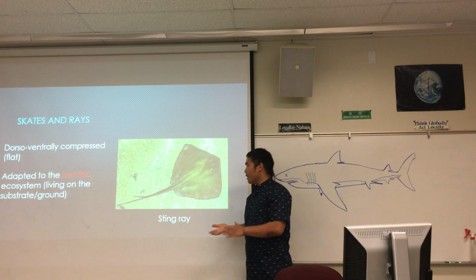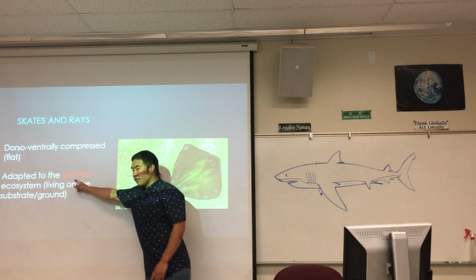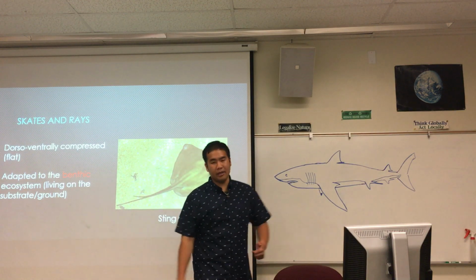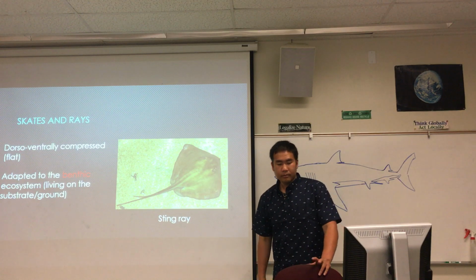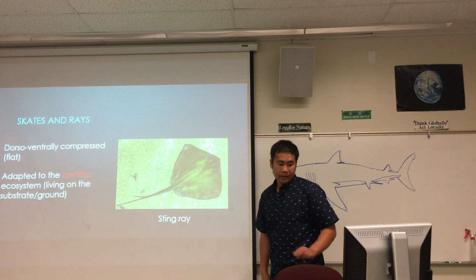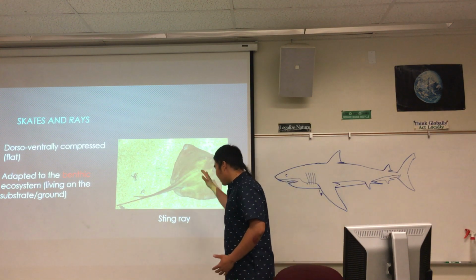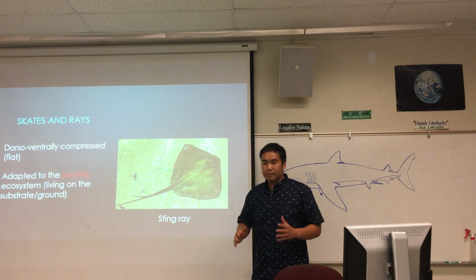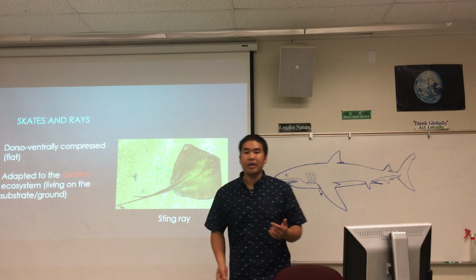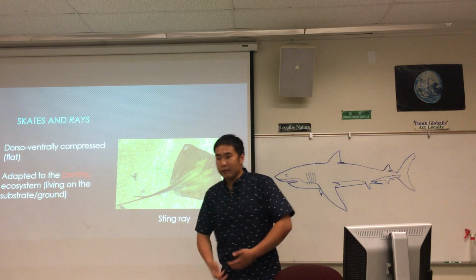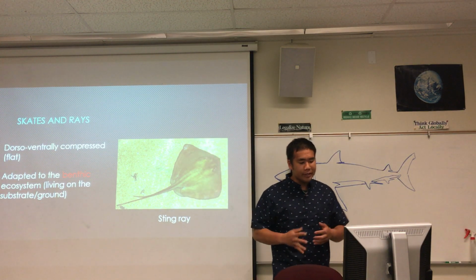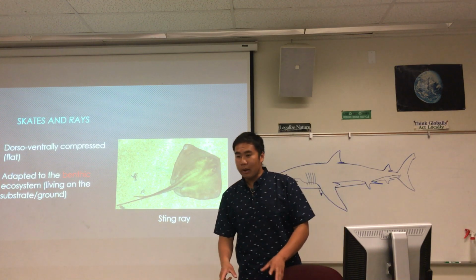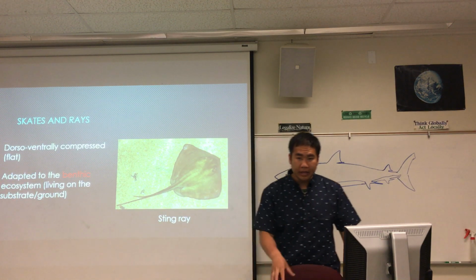It's flat like this, and that's an adaptation to living on the ground. Okay, so the benthic lifestyle right here. Being on the benthic area all the time, it's probably going to be eating a bunch of benthic organisms, right? Give me an example of a benthic organism. A crab, perfect. I was hoping someone would say that because crabs crawl around, they're probably not swimming around. So they're benthic as well.